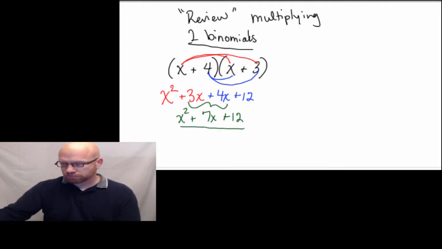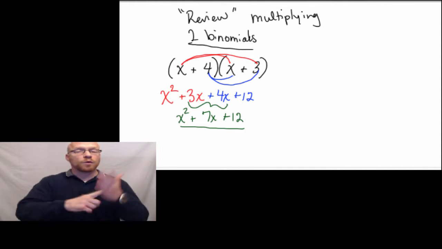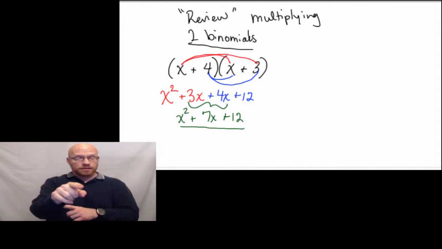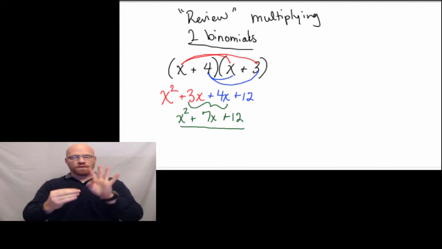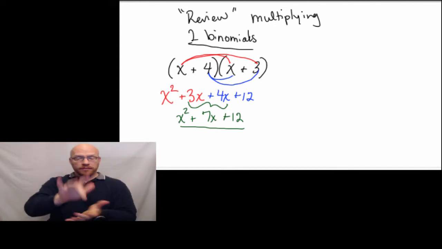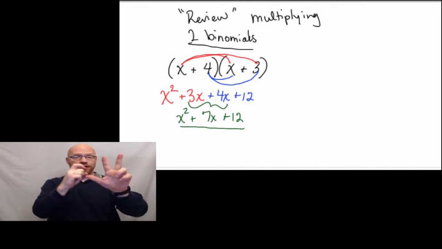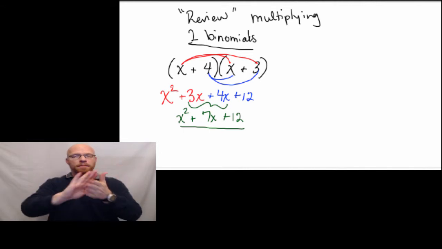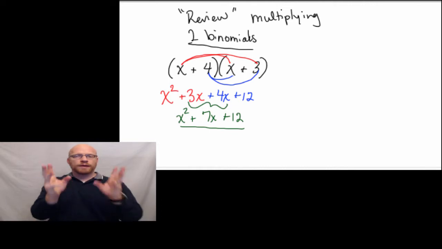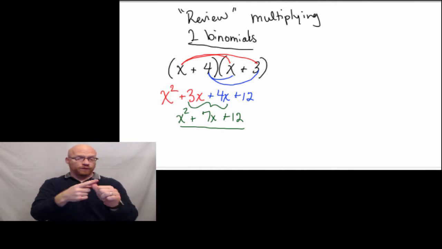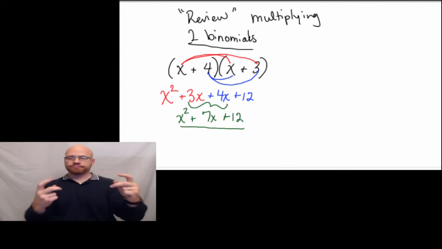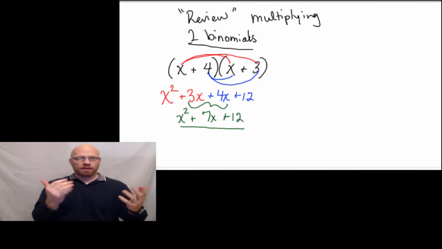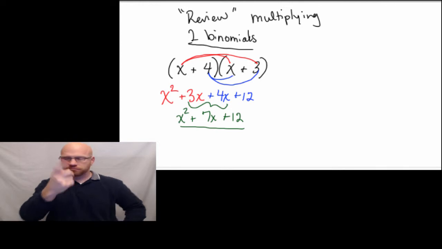So now, as we look at our third term, the 12 here, that came to be because we multiplied 4 times 3. Now the 7x came to be because we had 3x and 4x, and they added together to become 7x. Our first term is made up of just x times x, and that's going to be consistent for now.